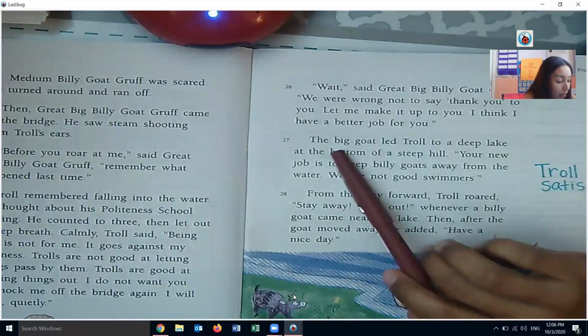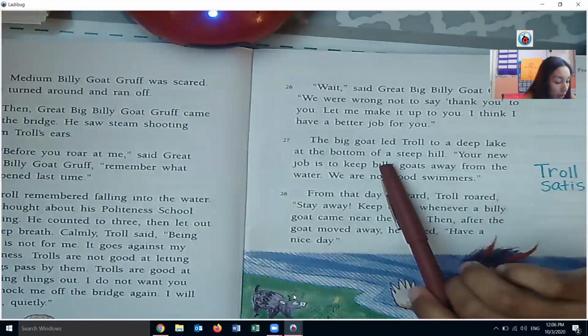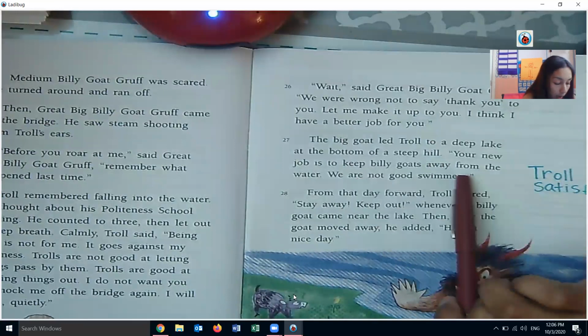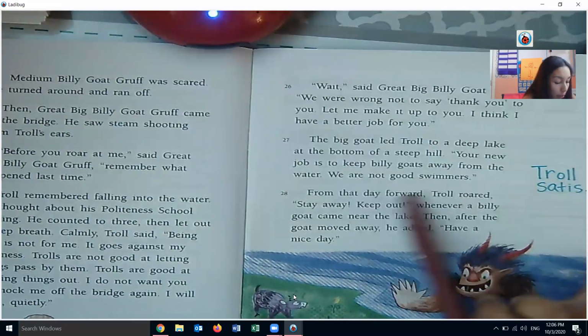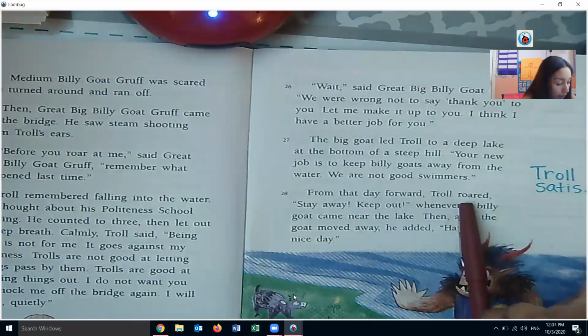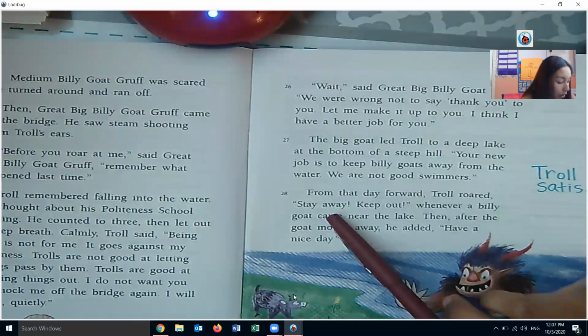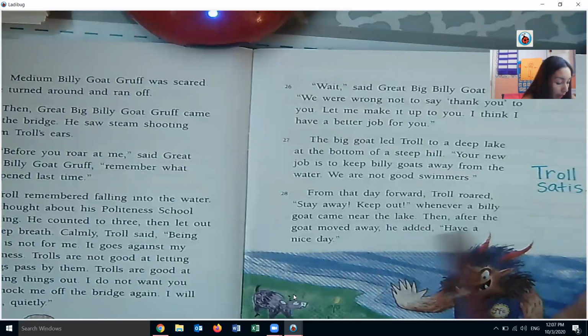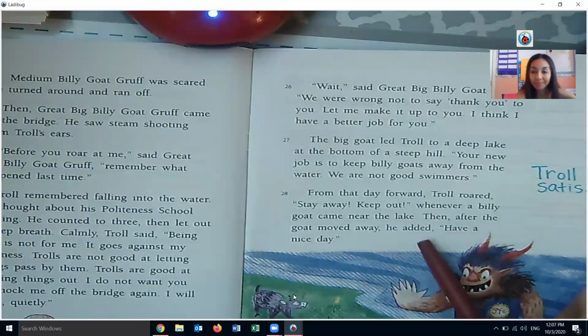The big goat led Troll to a deep lake at the bottom of a steep hill. "Your new job is to keep Billy goats away from the water. We are not good swimmers." From that day forward, Troll roared, "Stay away, keep out," whenever a Billy goat came near the lake. Then, after the goat moved away, he added, "Have a nice day."